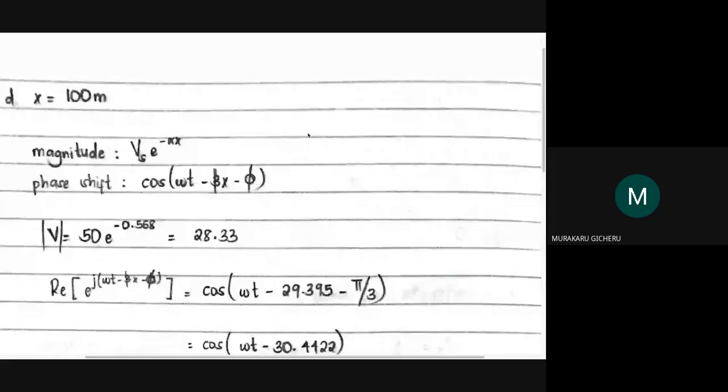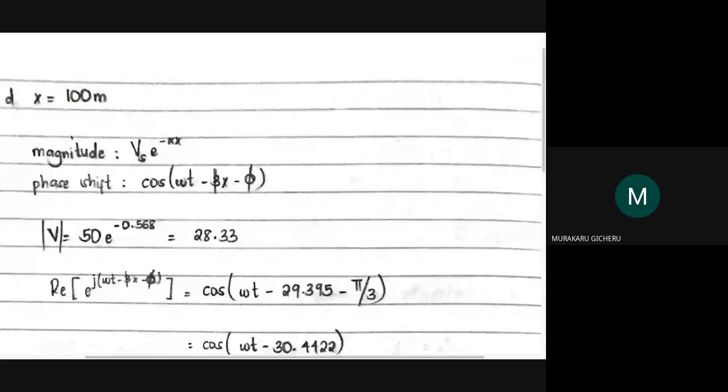We're back to part D. So part D reads, find the output of a 100-meter line if the input is 50 cos omega t minus pi over 3 volts. So from what we saw just now, the voltage at any point in the line will take this form.